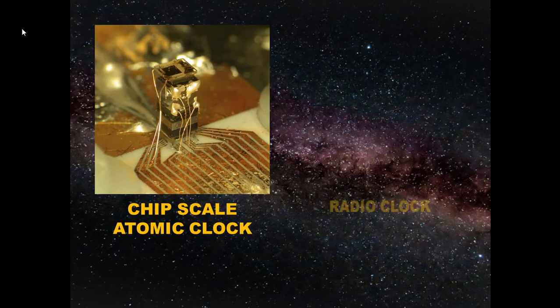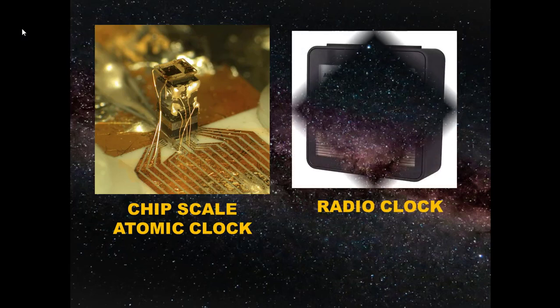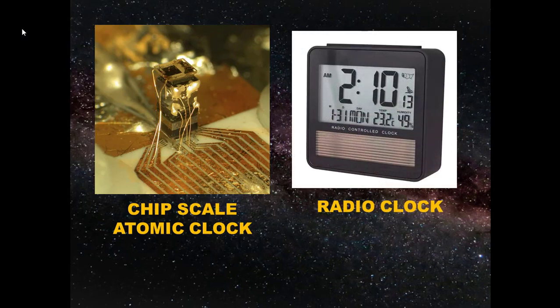Similarly, we have the radio clock. A radio clock or radio controlled clock is a clock that is automatically synchronized by a time code transmitted by a radio transmitter connected to a time standard such as an atomic clock.